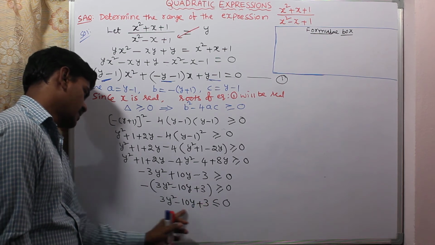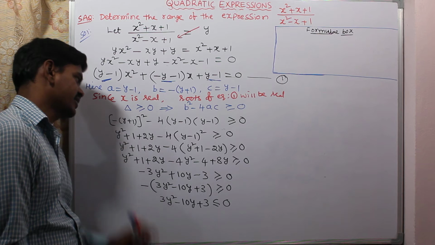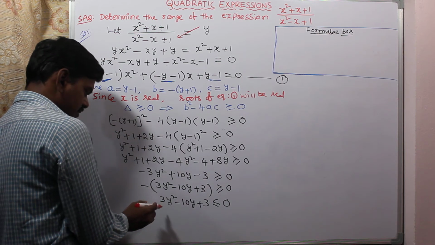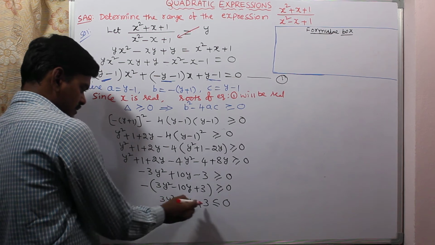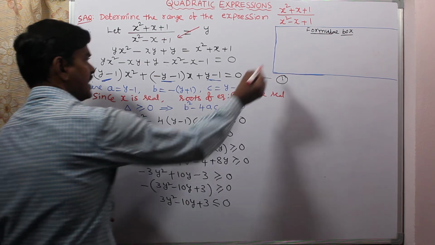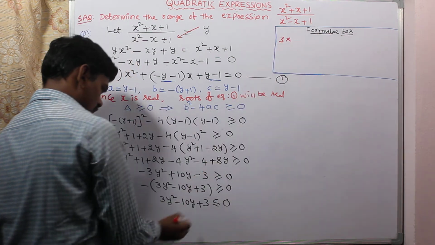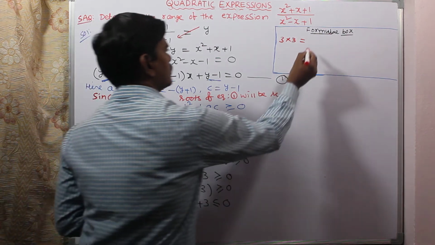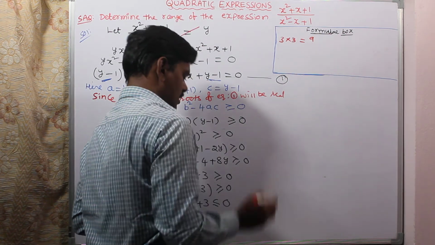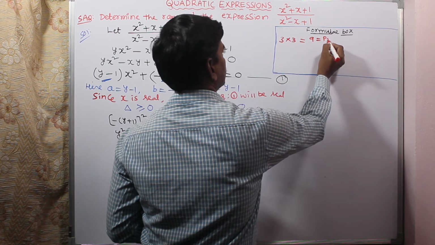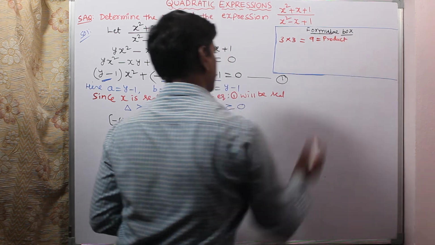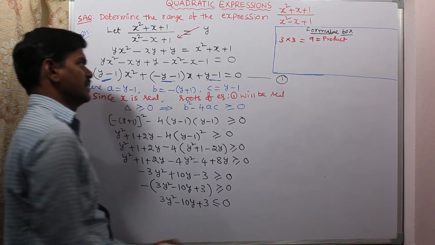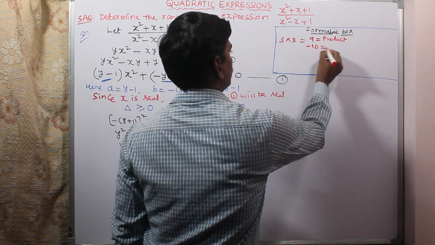So LHS is a quadratic expression. You have to go for the factorization method, so try to find factors. To find factors, we usually observe the first and last terms. Coefficient of y square is 3, into the constant 3. We multiply both these numbers. So what's the result here? 9. This works as the product. Then what about the sum? Sum is the middle term, the coefficient of y, minus 10. Minus 10 is equal to the sum.